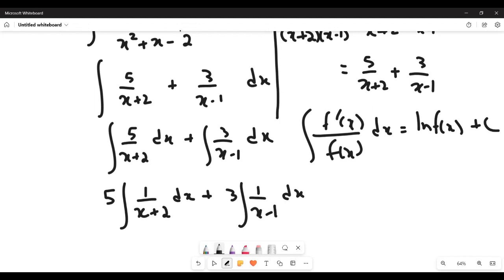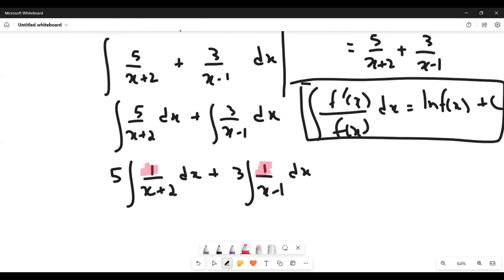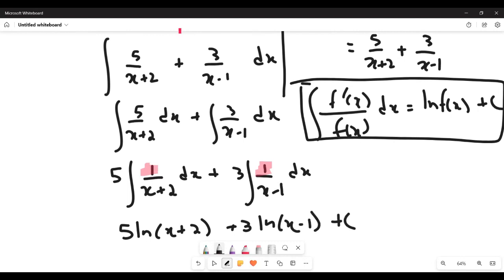Now this is that case. There's the derivative of x plus 2, which is 1 in the numerator, and the derivative of x minus 1, which is also 1 in the numerator. We do have the derivatives in the numerator, so it's going to be ln f(x) now. So 5 ln |x plus 2| plus 3 ln |x minus 1| plus c.